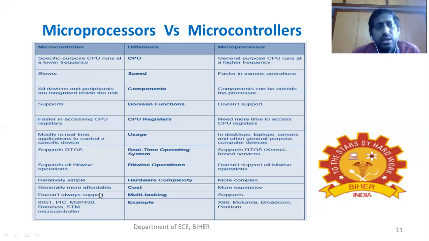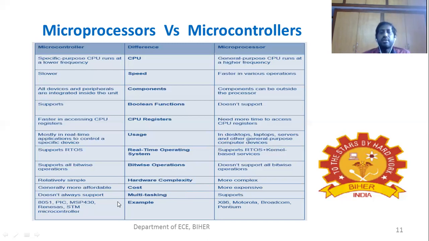And then compared with a microprocessor, the hardware complexity is very simple in a microcontroller, but in a microprocessor it is complex because it is used for multiple applications. And then the cost is also low for a microcontroller, and expensive for a microprocessor, for the same reason: it is general purpose. We can use it for many applications, so it is expensive. And then multitasking is supported by a microprocessor, but a microcontroller does not always support multitasking.